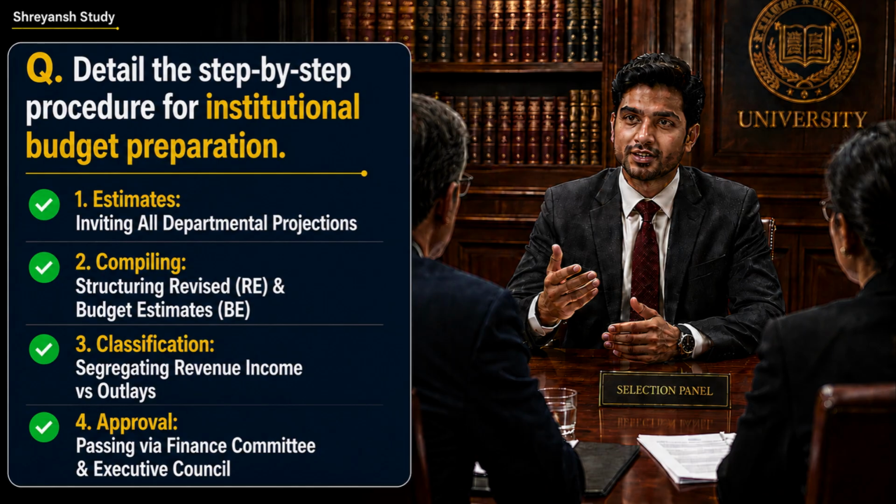How do you prepare an annual budget for an institution? Explain the complete step-by-step procedure: estimates, revised estimates, allocation.